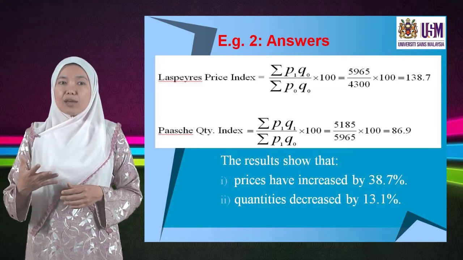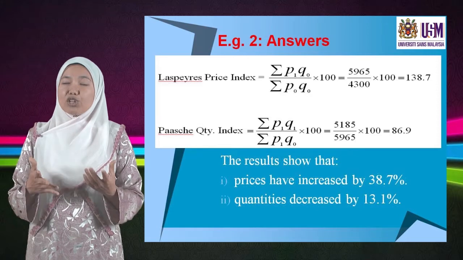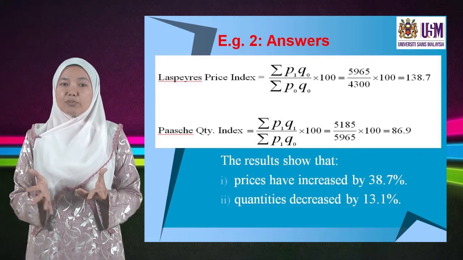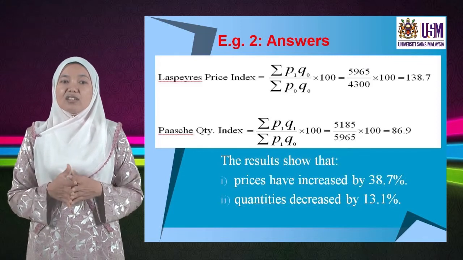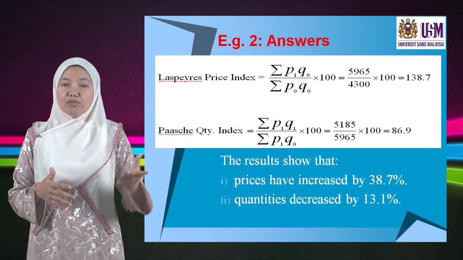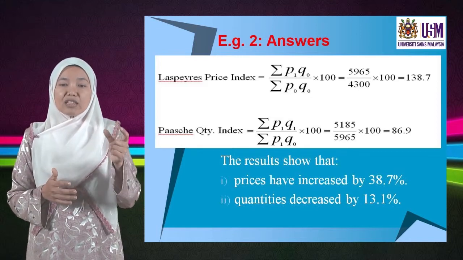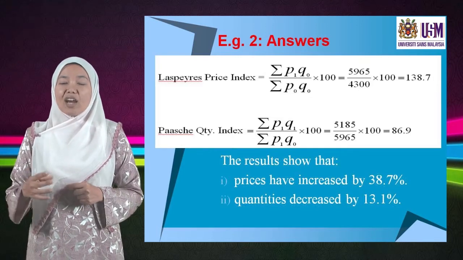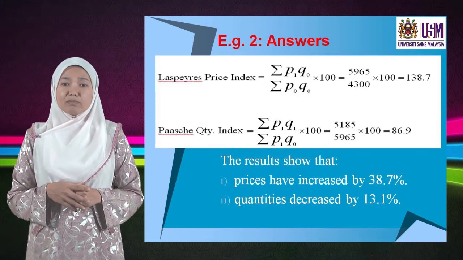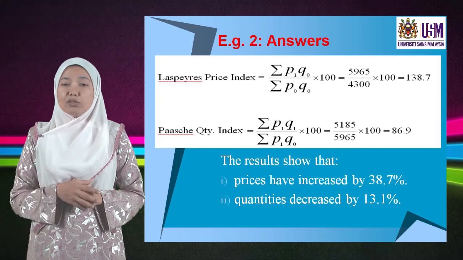These two figures, the Laspeyres price index of 138.7 as well as the Paasche quantity index of 86.9. What it tells you is that price has increased on average, taking into account the different components, the different amount of increase per component. So price on average has increased by 38.7% from year 1 to year 6.